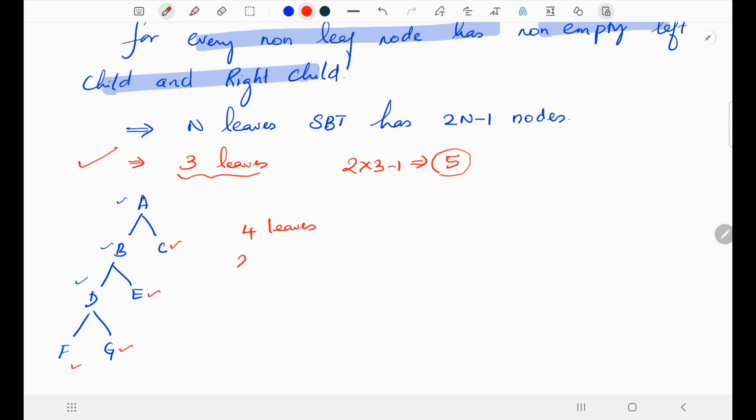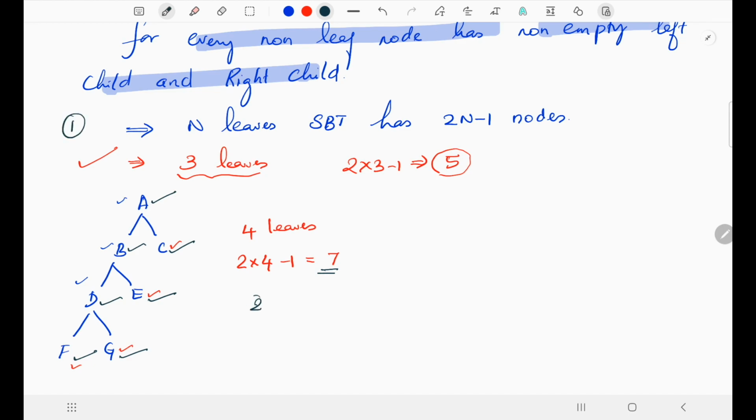How many total nodes? 2 into 4 minus 1, so 2 into 4 is 8, minus 1, 7 total. See here, I can change the color. So this is 1, 2, 3, 4, 5, 6, 7. Yes, we have 4 leaves, and a strictly binary tree has 7 nodes in total.